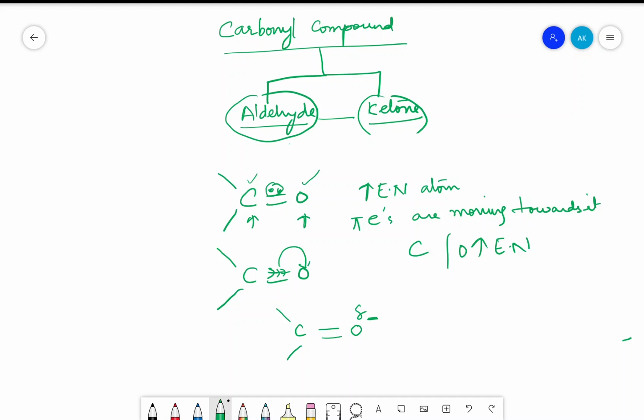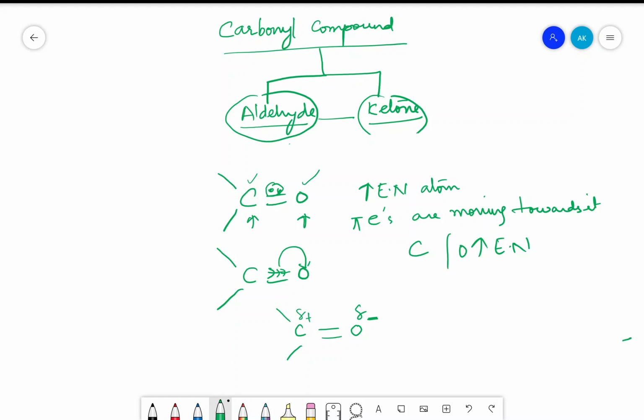Because electrons are moving away from carbon, it will be partially positive. This is the representation of the carbon and oxygen in the carbonyl group. So the bond is polarized: the oxygen atom is slightly negative or partially negative, and the carbon atom is slightly positive or partially positive. This is what you have to remember.